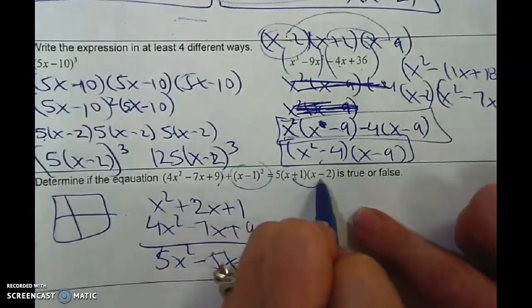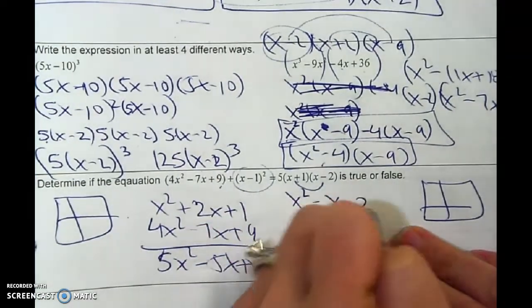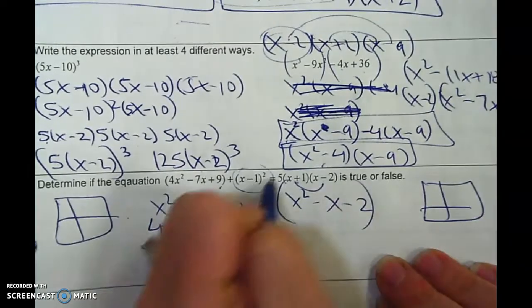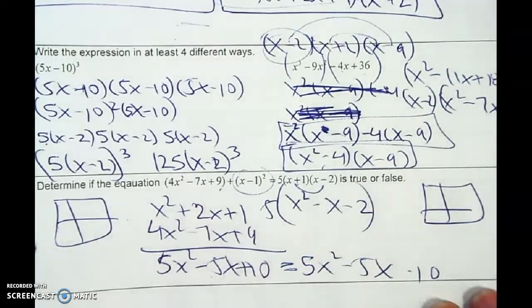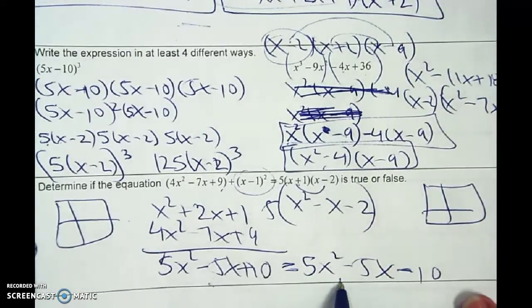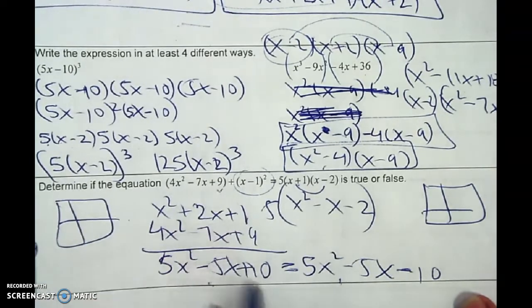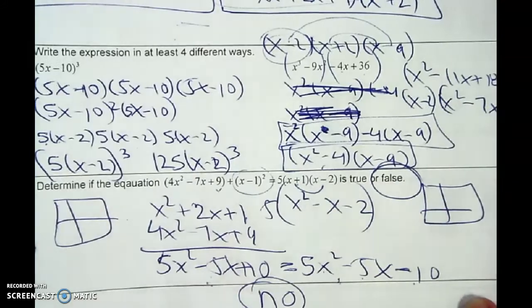Then I'll box this out. I get x squared minus x minus 2. Then I multiply that by 5. 5x squared minus 5x minus 10. Ooh, wait a minute. Let me make sure I did that right, because they look pretty close. So let's see. Plus 9 plus 1, that's right. Oh, so they are not equal. That is false. Okay?